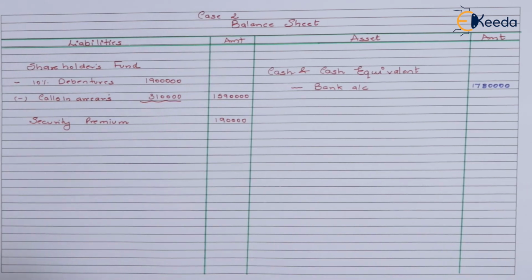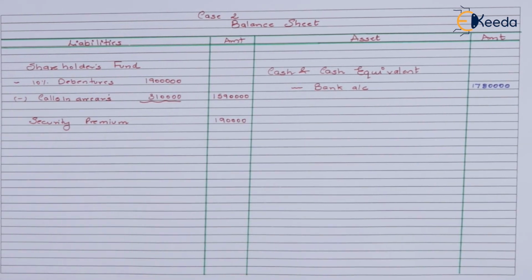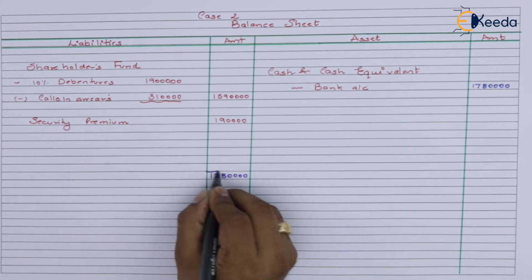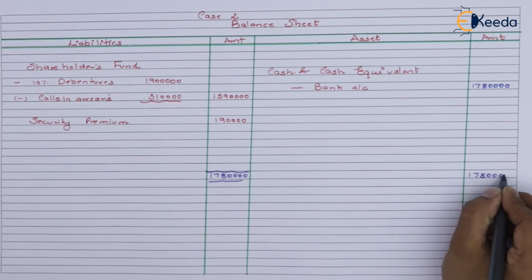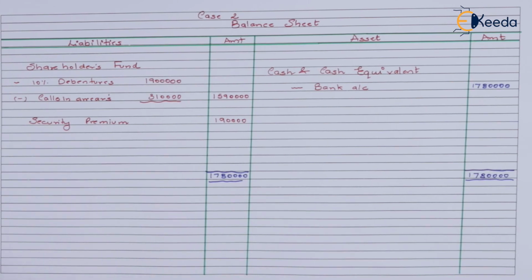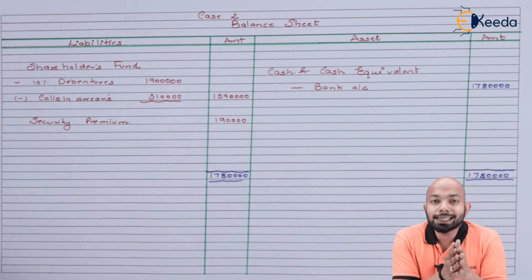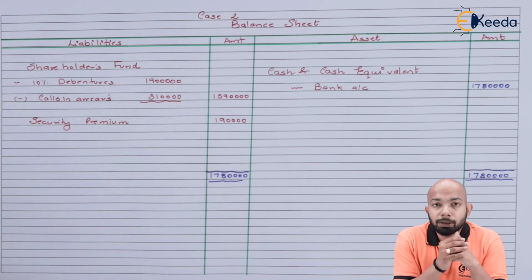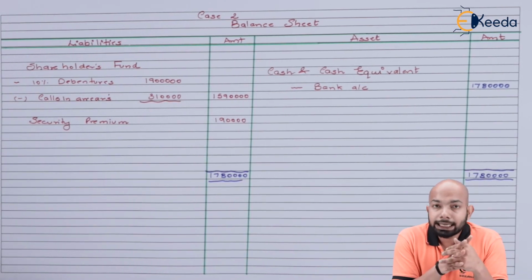Now, as security premium calls in arrears has been already considered in the total capital, hence we are not subtracting the calls in arrears from security premium, which we usually used to do earlier. Hence, the whole total has been mentioned outside. Now it's time to figure out the balance sheet total. That means liability side should be equivalent to the asset side here. So both the total of liability and asset is equivalent to 17,80,000, which has been mentioned. Here we complete the case 2.